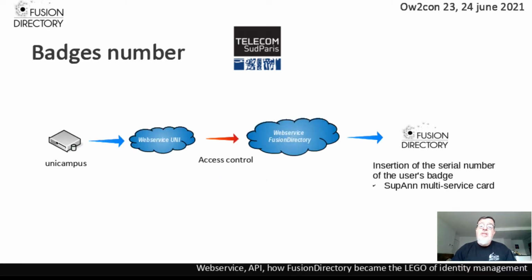And for example, this is getting back the number from Unicampus. So in this case, Unicampus talks to a web service, this web service talks to the FusionDirectory web service, and it inserts the badge number inside FusionDirectory, so we have all the information inside the identity management system.